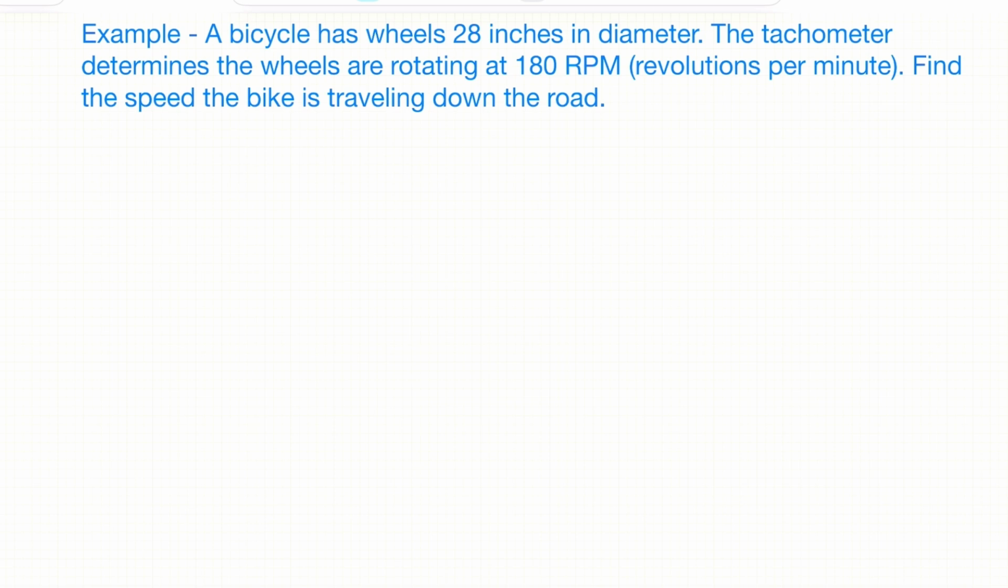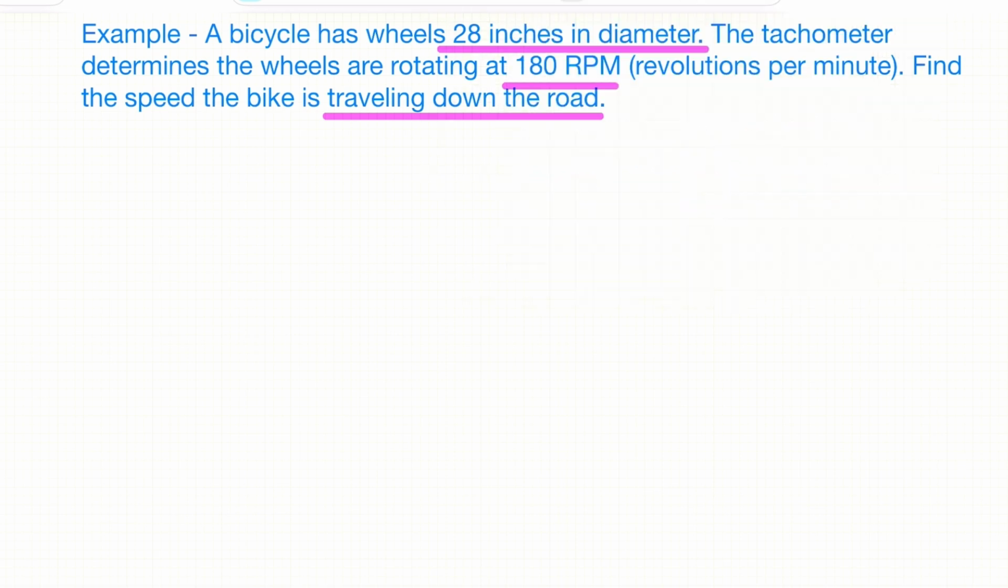So here's our example. A bicycle has wheels of 28 inches in diameter. A tachometer determines the wheels are rotating at 180 revolutions per minute. Most cars have a tachometer. Bicycles typically don't. They usually just have a speedometer. But the tachometer just tells you how many revolutions per minute you're going. So that's what we know. We know how big the wheels are, and we know how fast they're turning. But what we want to find is the speed of the bike traveling down the road. So how fast is the bike actually going, if you had a speedometer on it?